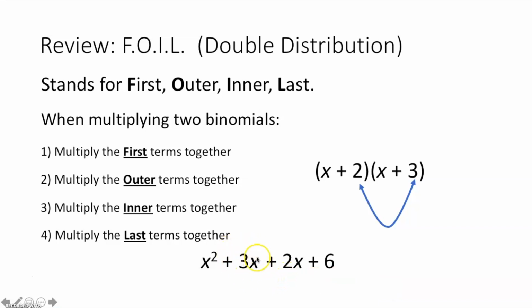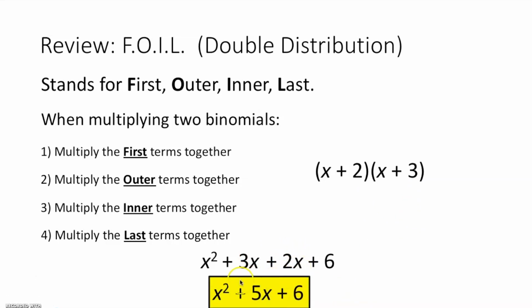Once you have done all that, you need to simplify or combine like terms. In this case, that would be the 3x and the 2x. When you add those together, you get 5x. So your answer should be x squared plus 5x plus 6. Again, if you want to think about it as double distribution, you're just distributing the x to the x and the 3. Then you distribute the 2 to the x and the 3. That is how you FOIL or double distribute, however you want to think about it.